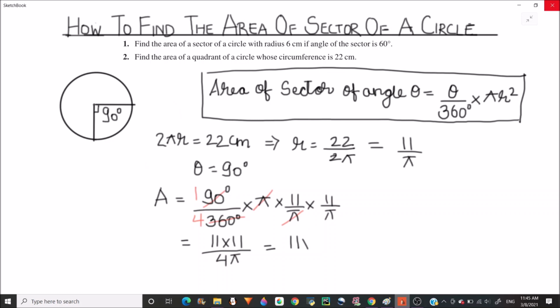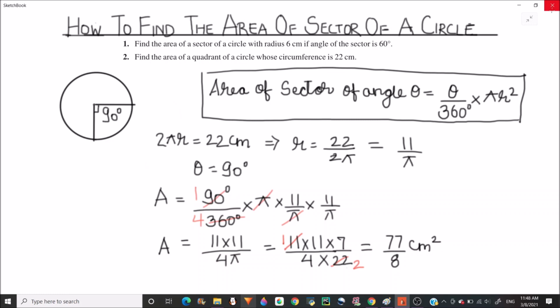So 11 times 11 over 4 times 22 and 7 will be in the denominator. So as we are dividing, so it will go in the numerator. So this will be 7 over 22. This can be reduced further. So 11 times 1 is 11 and 11 times 2 is 22. So this comes out to be 77 over 8 centimeter square.